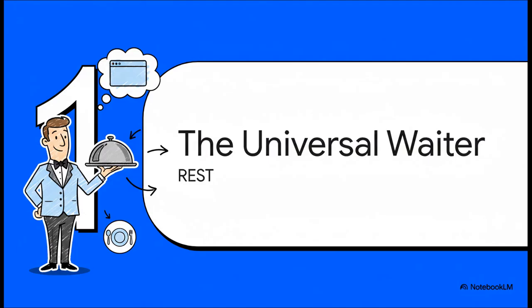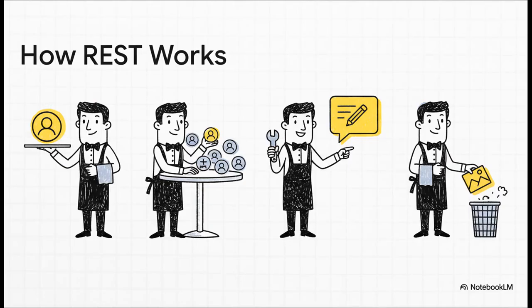So if we're going to stick with that restaurant analogy, our first and honestly most common tool in the toolkit is that universal waiter, the one you'll find in pretty much every restaurant you go to. And in the API world, that's called REST. So how does REST work?